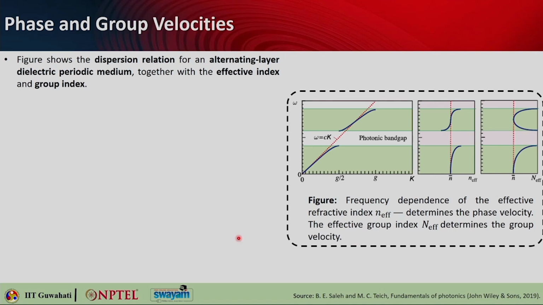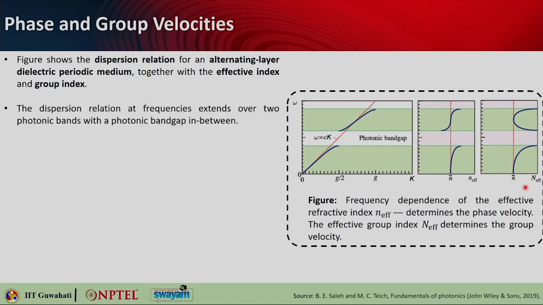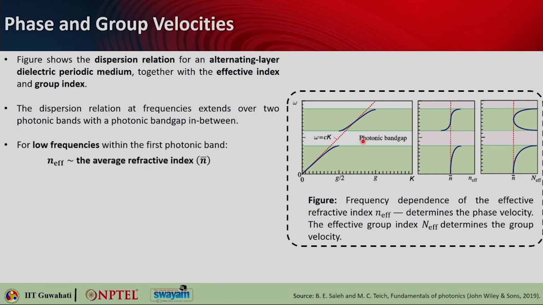So the figure here, the first one shows the dispersion relation of an alternating layer of dielectric medium, and this second one shows the effective index of one particular frequency, and this is the group index, okay. So here what you see, you are able to clearly see two frequency bands where the propagation is possible, and there is a definite photonic band gap, okay.